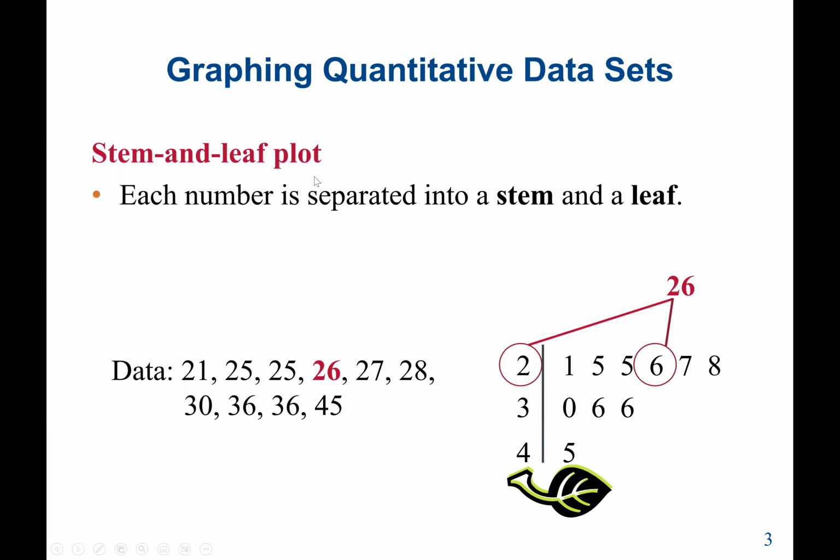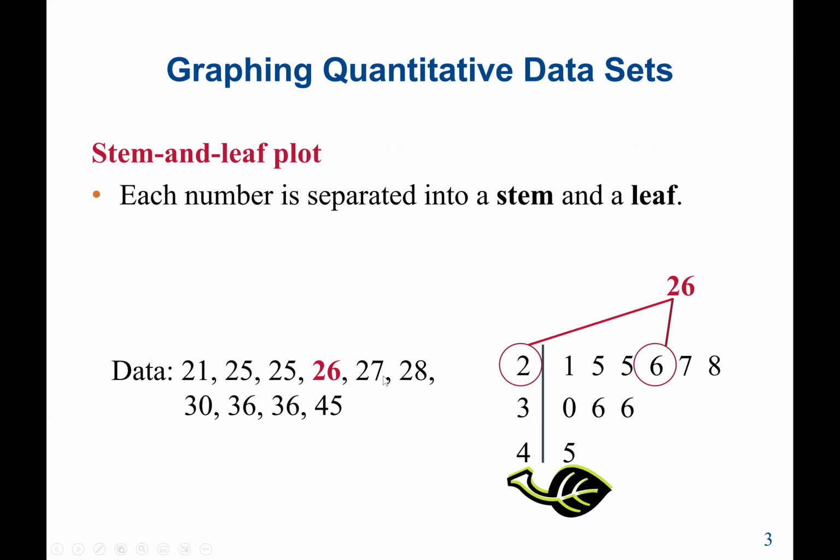So we start with the stem and leaf plot. We said each number is separated into stem and leaf. Normally, for example, we are given a data set 21, 25, 25, 26, 27, up to 45. Now, if we want to plot the stem and leaf plot, the first thing we have to look for is the leading digit. Here, since all the values are 2 digits, we can use the leading digit as our stem, and the last digit will be our leaf.